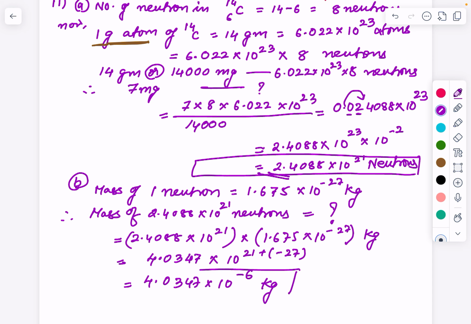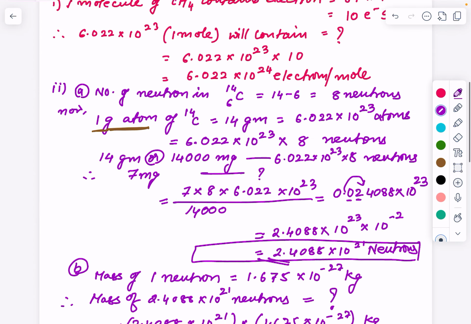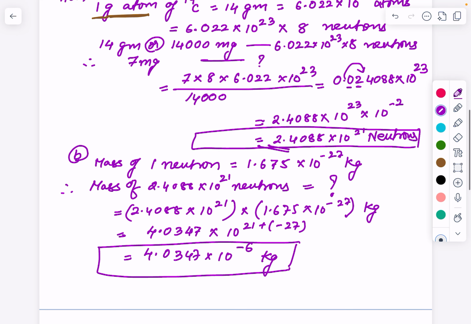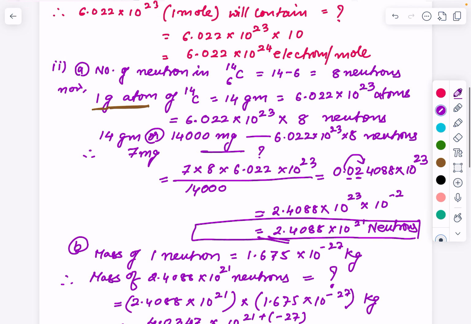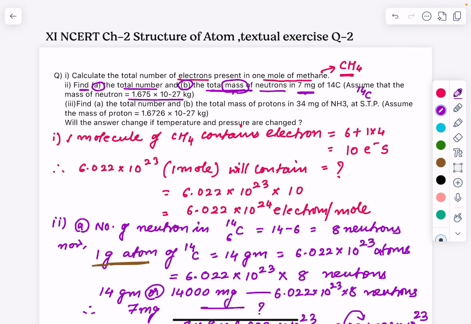So you have the answer as 4.0347 into 10 to the power of minus 6 kg is the mass of this many neutrons, that is 2.4088 into 10 to the power 21. Or you will see that 7 milligrams were having this many neutrons, and the mass of these neutrons is found out finally to be 4.0347 into 10 to the power of minus 6 kg. So we are done with this particular second part of the question.